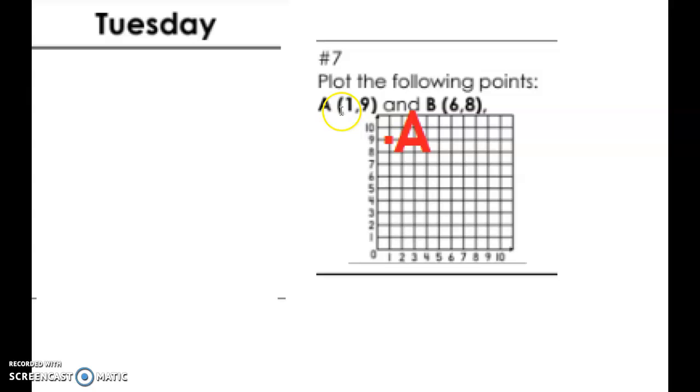Remember, this X, this first coordinate, you're gonna go either left or right. If it's positive, you're going right. If it's negative, you go left. And then the second item, you're gonna go up or down, right? And since they're both positives, you're gonna go to the right and then up. All right, that's number 7.